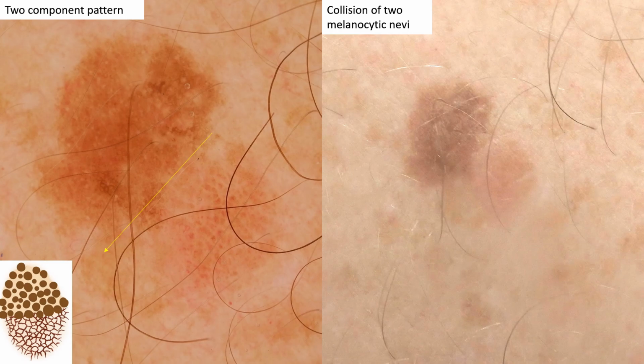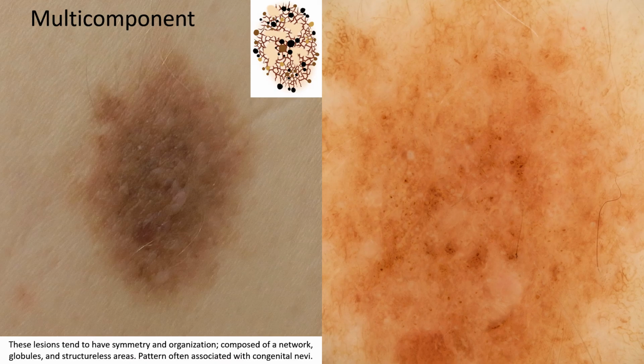Two-component pattern. It's a collision of two nevi, the superior portion a reticular pattern, the inferior portion a globular pattern. Multi-component, there's network, globules, and structureless areas. It's organized and symmetric, and these are characteristic of congenital nevi. Sometimes they are difficult and need to be biopsied.